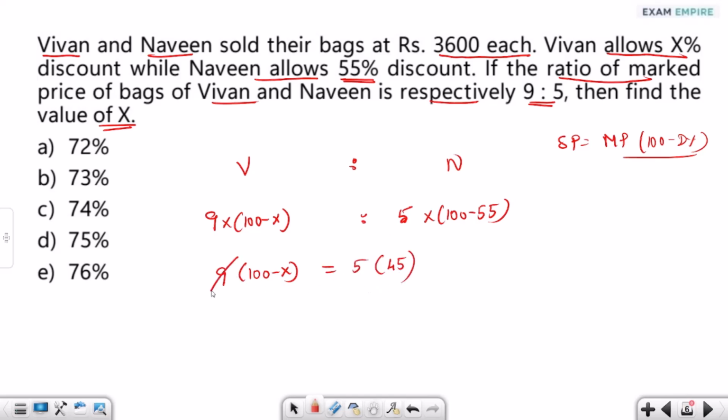Now, this is 1 time and this is 5 times. 5 5s are 25. So 100 minus X will be 25. So what will be the value of X? The value of X will be 75%. That means Vivan is selling the bag at 75% discount. So the answer for this question is 75.